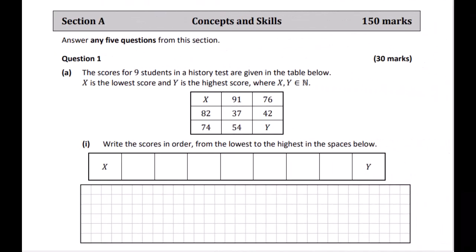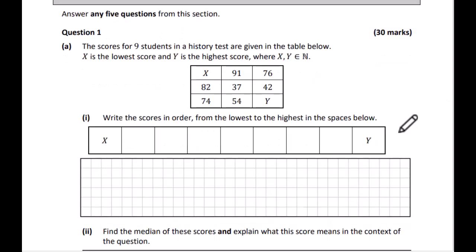Okay, so this is the 2024 Ordinary Level Maths Paper 2, Question 1. The scores for 9 students in a history test are given in the table below. X is the lowest score and Y is the highest score, where X and Y are natural numbers. Write the scores in order from the lowest to the highest in the spaces below.